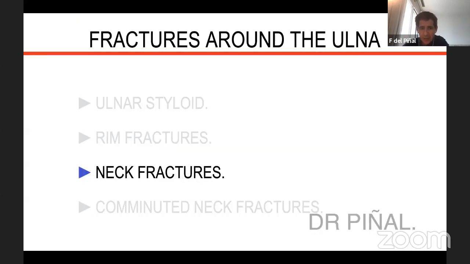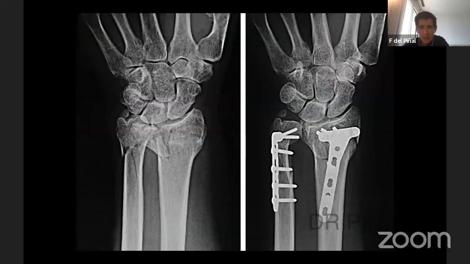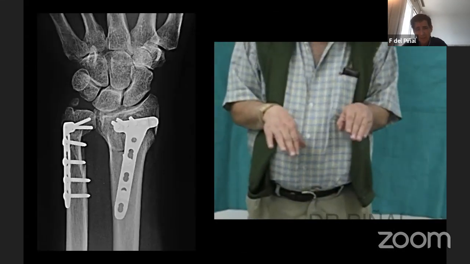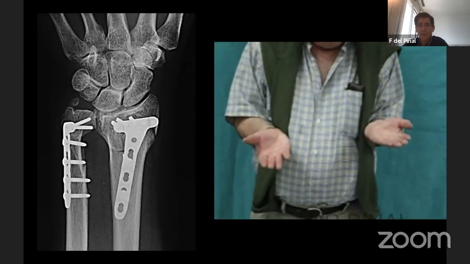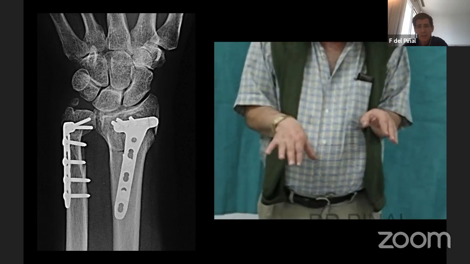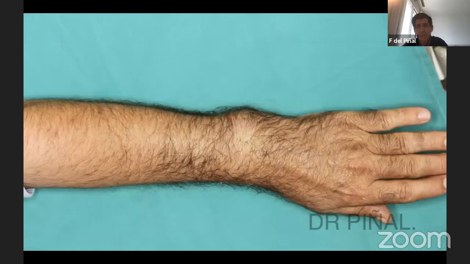Neck fractures. Let's move to another thing, neck fracture. The neck fracture has to be fixed because otherwise there's going to be pain and there's going to be instability. But I brought this into this talk because one of the problems that we have is with the plates. That's a normal plate, but usually the patient will be complaining for at least 1 year until I remove the plate.